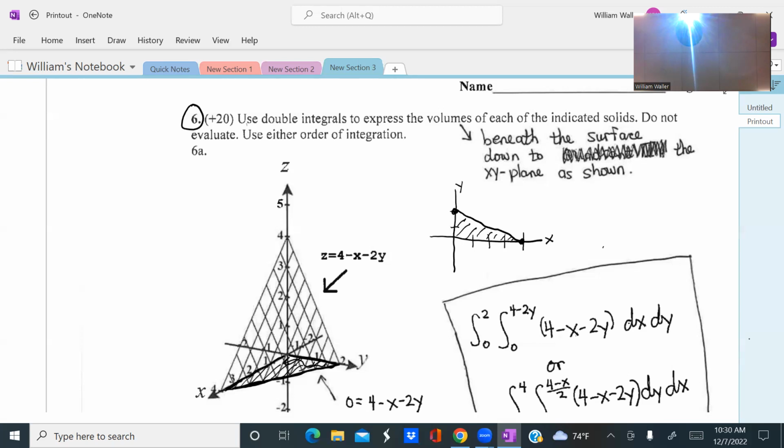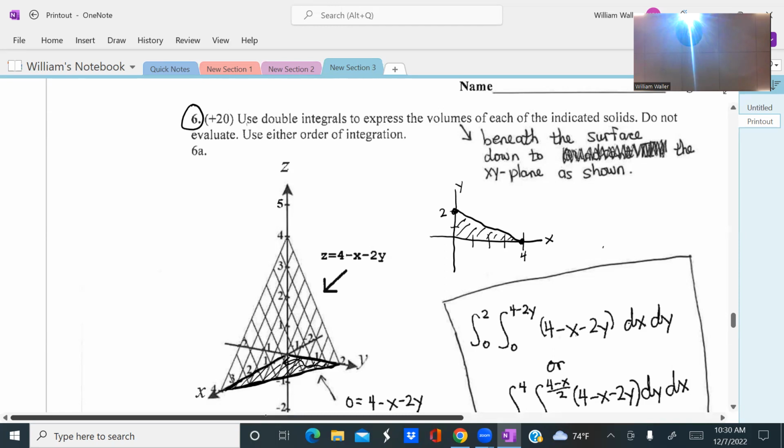Now we need to figure out what the formula for this line is. Of course, we could figure it out using algebra, because we know the x-intercept is 4 and the y-intercept is 2, but you don't need to do that. The equation for this line is the trace of this plane in the xy plane, where the plane intersects the xy plane. You find that by setting z to 0, since in the xy plane, z is equal to 0.